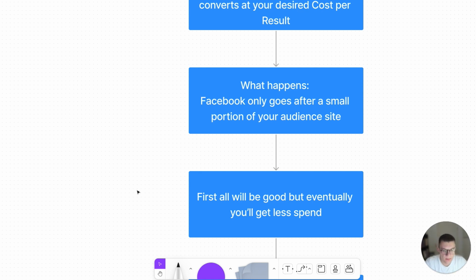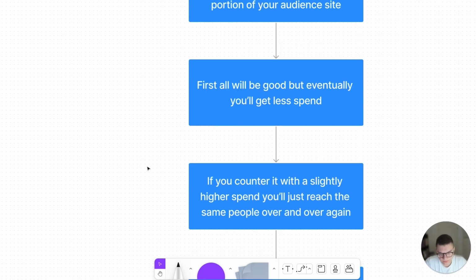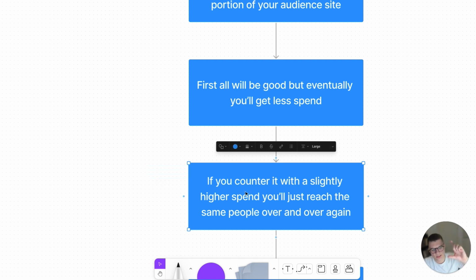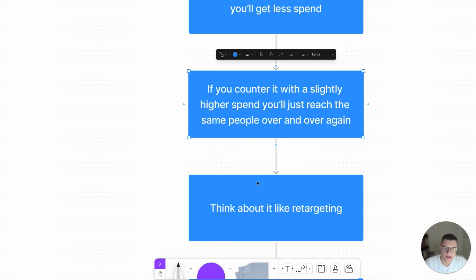Then the issue is, most people counter it with a slightly higher cost cap: instead of 40, they set it to like 41. And then you get some spend again. But the issue is Facebook most likely will go over the same people over and over again in that instance, because you're still not going after these people who converted at 50, 55, 60, 65. Essentially, Facebook can get you also a purchase for like 1,000 per purchase, right? If you basically train the algorithm that way.